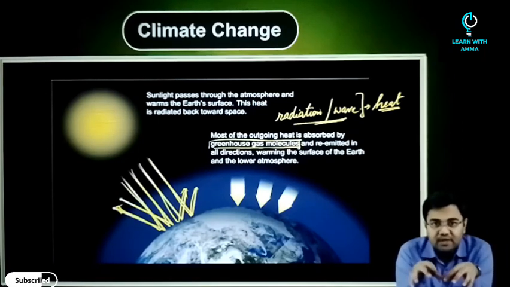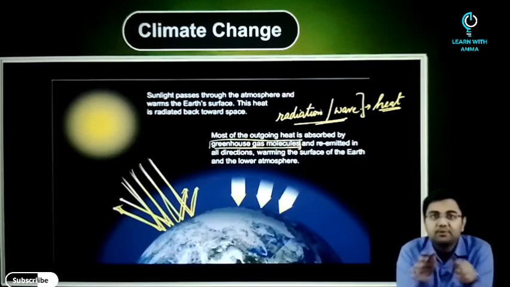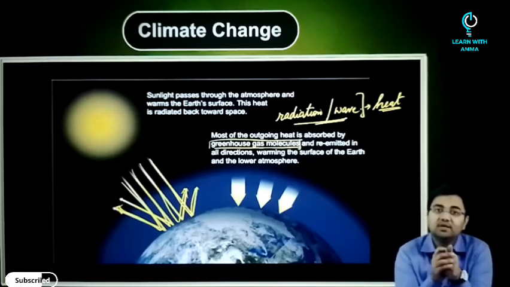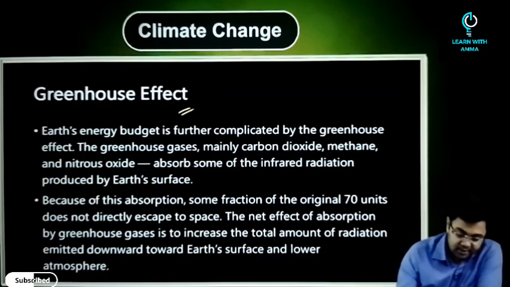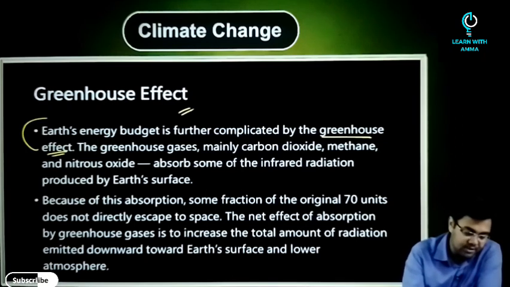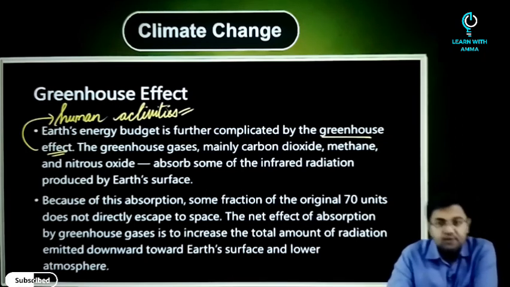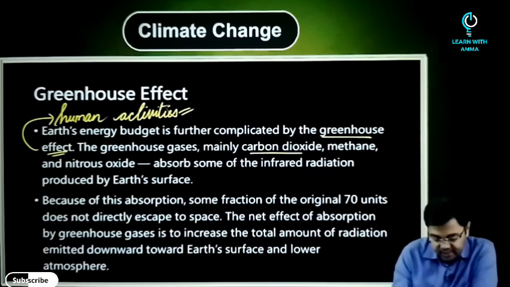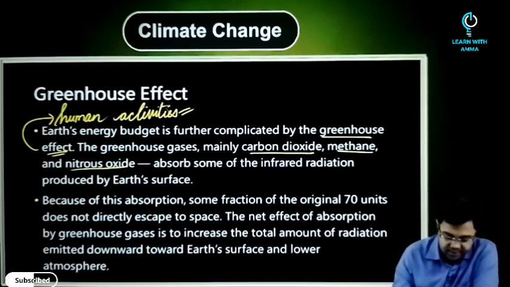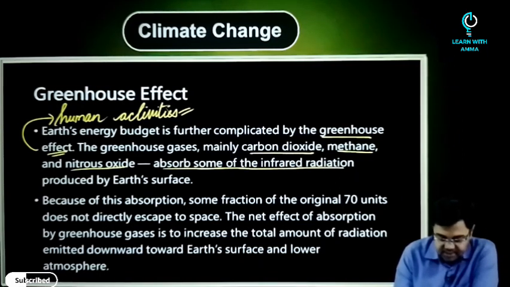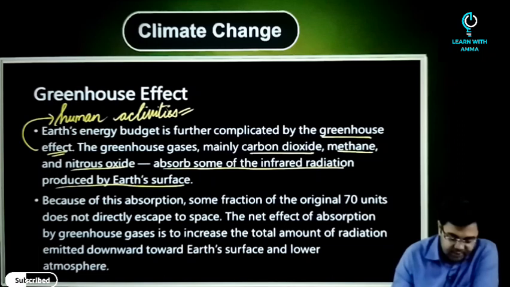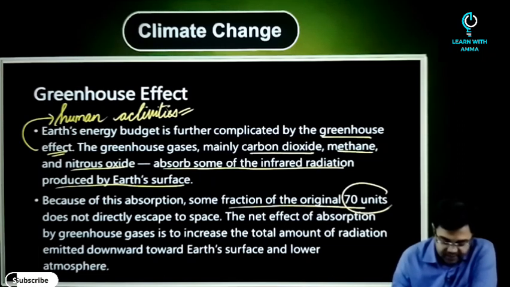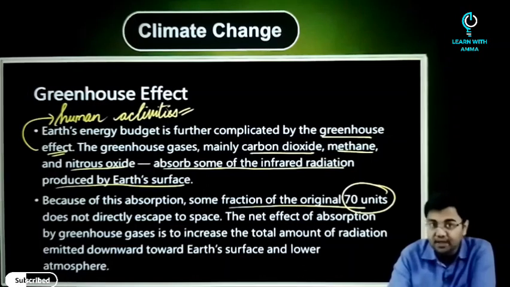So here, whatever we are discussing until now, it's just the natural process. So there is no harm in having this greenhouse effect. But the problem arises when we take into account the greenhouse effect which is caused by human activities. So what are these greenhouse gases? You have carbon dioxide, you have methane, you have nitrous oxide. So what these greenhouse gases do is that they absorb some of the infrared radiations which are produced by Earth's surface. Now, because of this absorption, some fraction of the original 70 units does not directly escape into the space.